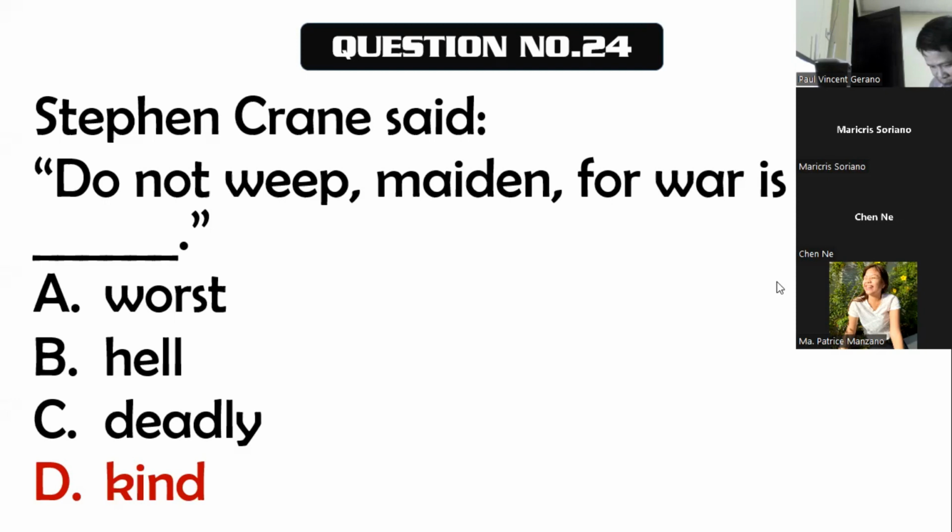Now let's analyze first. Stephen Crane was a poet, right? Novelist, short story writer. What was his nationality? He was American, right? Stephen Crane was American. Question, saan nanggaling ang quote na ito? Do not weep, maiden, for war is kind. It came from a book, right? It came from a book written by Stephen Crane, published in 1899. But what's the name of that book? What's the title of the book? War is kind. Correct. Crystal, War is kind.